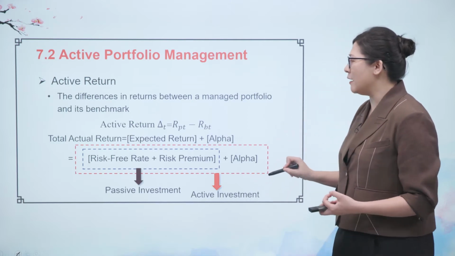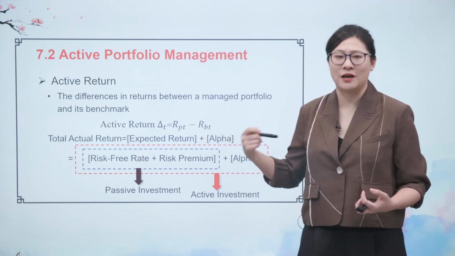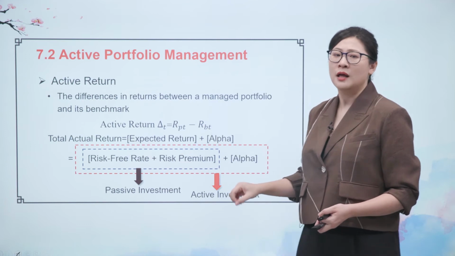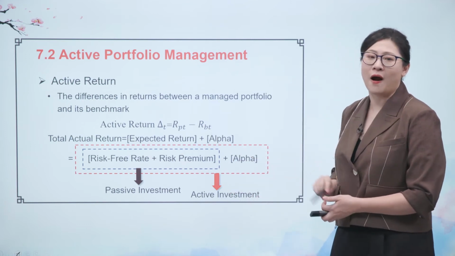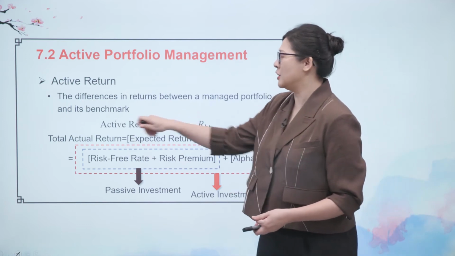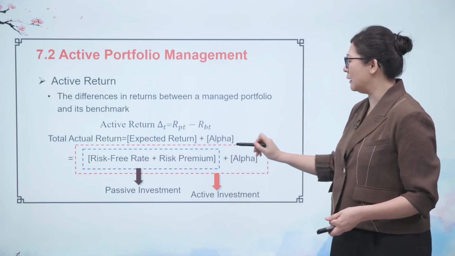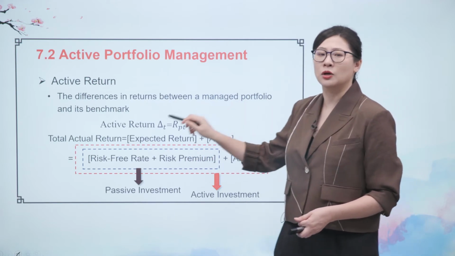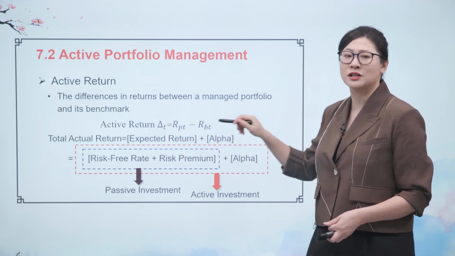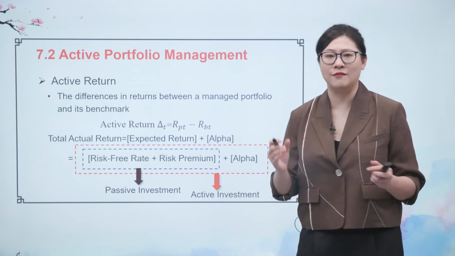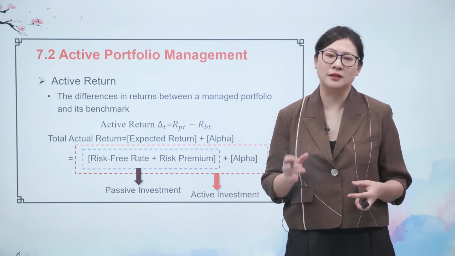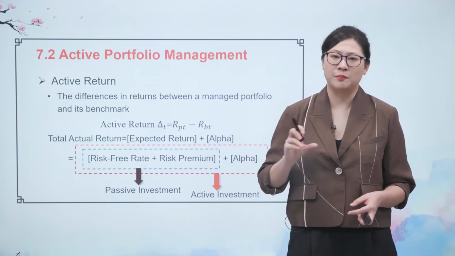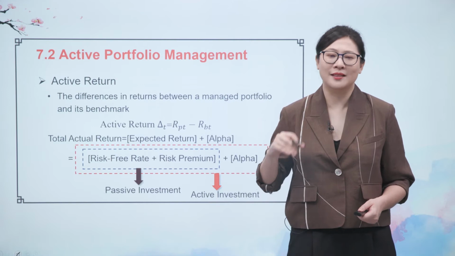Now let's have a look. If you are doing an active investment, not only will you earn this passive return, you will earn another alpha, like we said, the active return. If you receive this alpha, the total is your total actual return. So this red part is your active investment return. So you can see the difference between active and passive portfolio management returns.